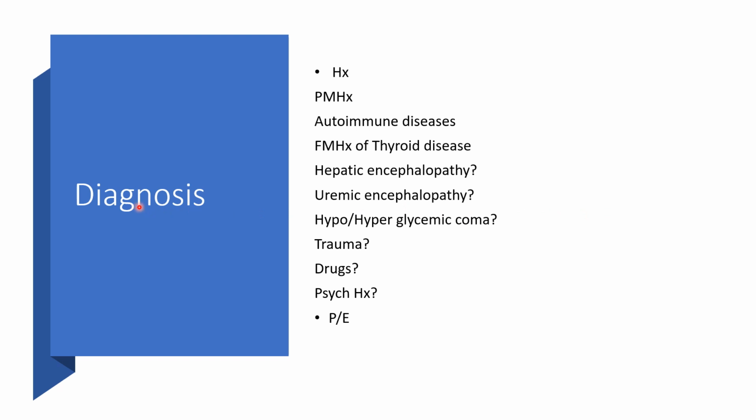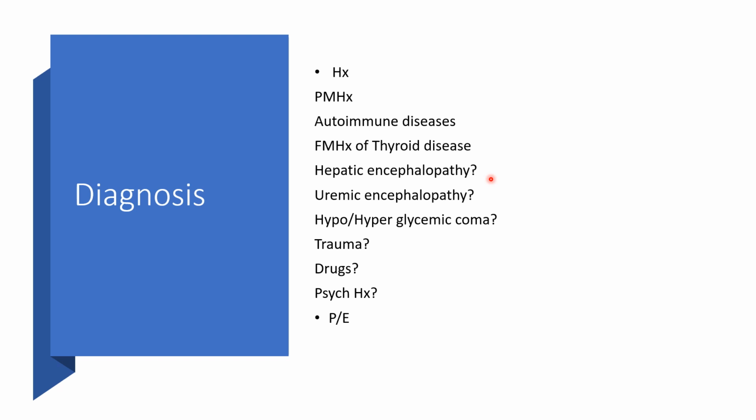How can we make the diagnosis here? We have to take a thorough history. I've said it earlier. I'm not going to waste your time. Past medical history, autoimmune diseases, family history of thyroid disease, hepatic encephalopathy. Remember why the history here is a bit different right now?